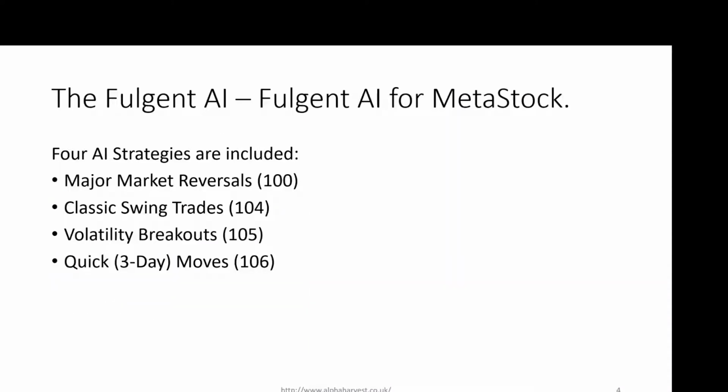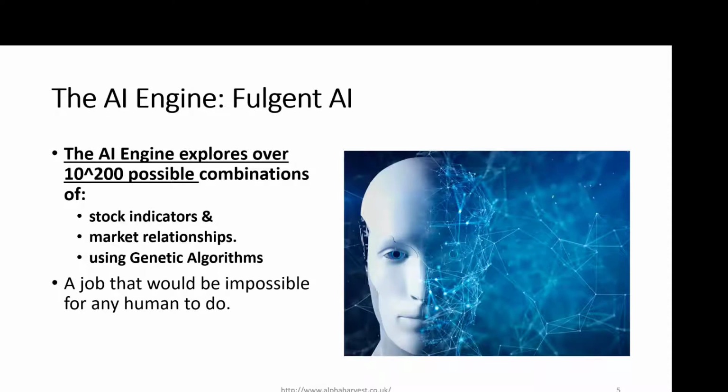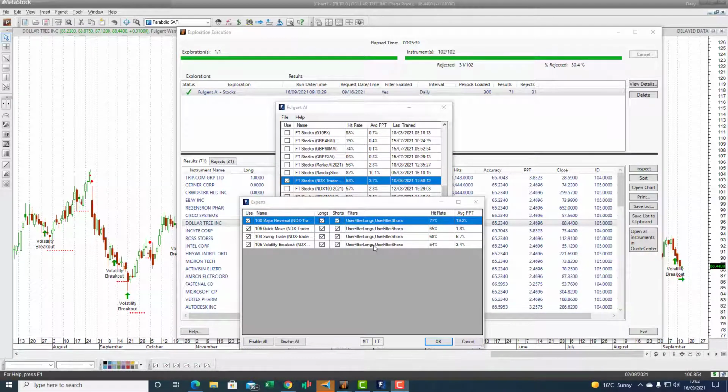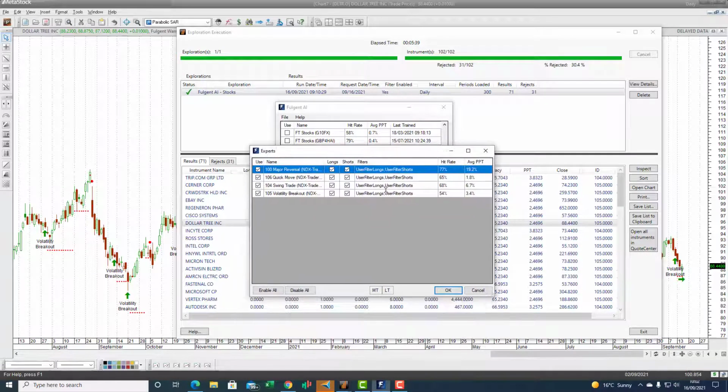We'll be focusing on 4 artificial intelligence trading strategies: major market reversal, classic swing trades, volatility breakouts, and quick 3-day moves. We use the Fulton AI engine that sits on the Metastock platform. Just to recap, this AI does 10 to the power of 200 different possible combinations of stock market indicator relationships using genetic algorithms. So it's doing a tremendous amount of computing power to come up with those 4 AI trading strategies. For the purposes of today's AI Traders Live show, I'm using the Nasdaq 100 Trader AI that I've developed. And here are the trading statistics.